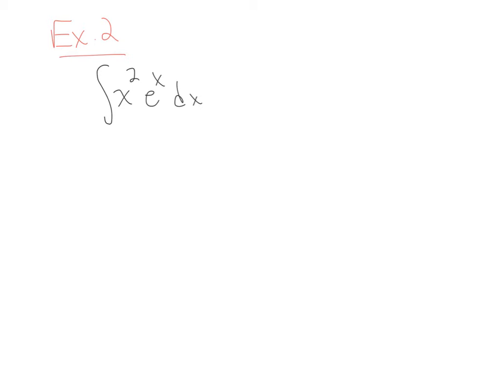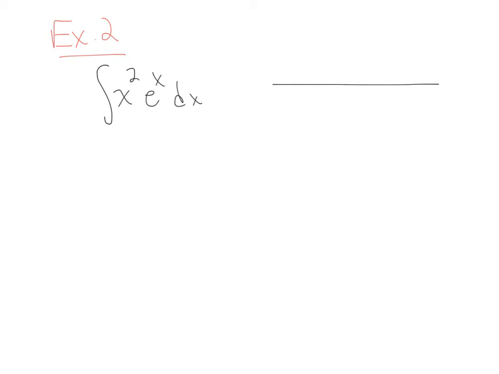Okay, let's look at example 2. In this integral, we want to integrate x squared times e to the x dx. In an integration by parts, which as you look at more of these you'll see generally work when you have two functions multiplied together and you don't see an immediate u substitution. There's no u substitution here that's obvious.